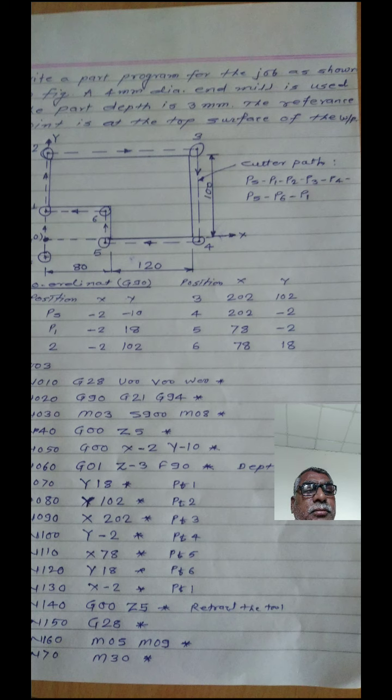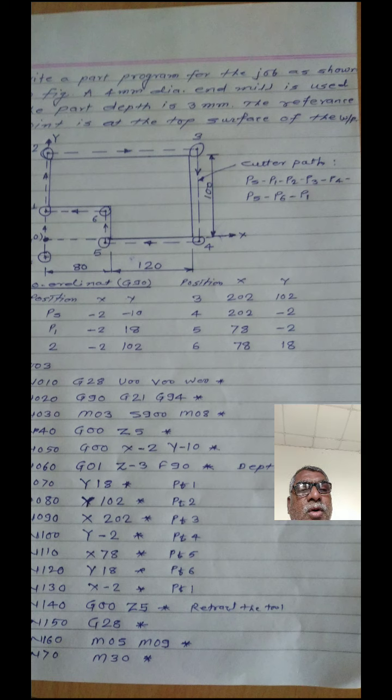Point 3, you have to find out the x coordinates. As the length of the job is 120 plus 80, that is 200, and the center of the cutter is 2 millimeter away from the corner. Therefore, the x coordinate is 202 and the y coordinate remains the same, that is 102. Then along the y axis you have to find the coordinates of point 4. Here the x coordinate remains the same, that is 202.